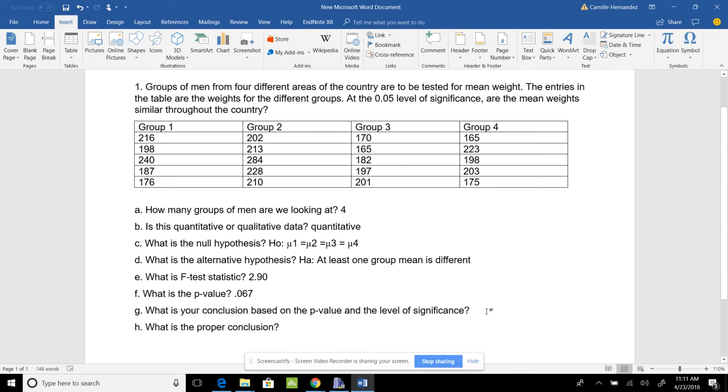Okay, so I'm going to compare my P to my level of significance. So let's do this. 0.067 is greater than 0.05. That is a true statement. Because of that, I fail to reject the null. Does that make sense what I did? Because remember the rules of rejection, we've been through them several times. So 0.067 is greater than 0.05, I fail to reject the null.